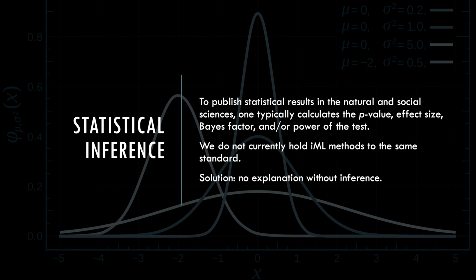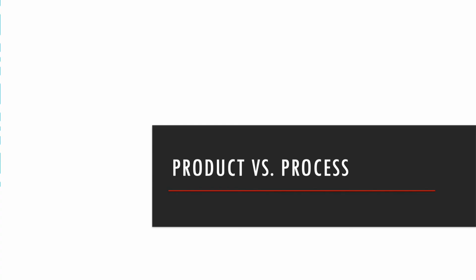The solution, it seems to me, is that really we should have no explanation without inference. These tools, be they rule lists, be they saliency maps, we need to know how reliable they are in given use cases because not all explanations are going to be of equal value. So we need to assess that and really evaluate the uncertainty of a given explanation on a case-by-case basis.